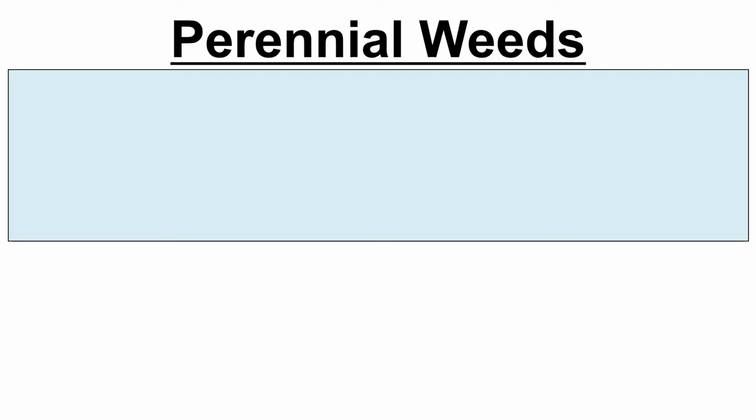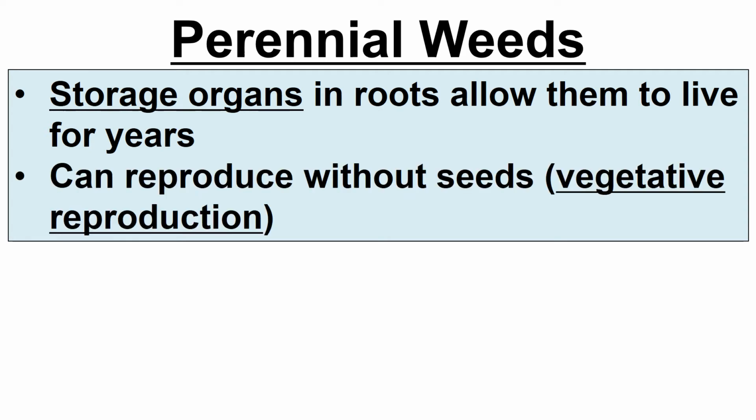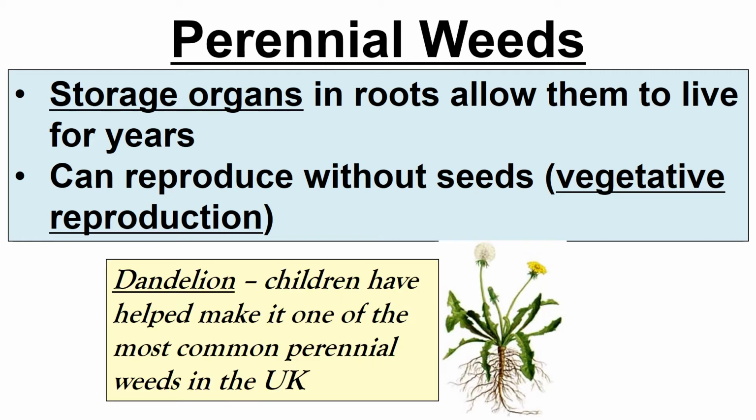Perennial weeds are a bit different. If we use the word perennial in non-plant related topics, it means comes back year after year. Perennial weeds have storage organs in their roots, which allows them to live for years. And they can also reproduce without seeds, and this is called vegetative reproduction.